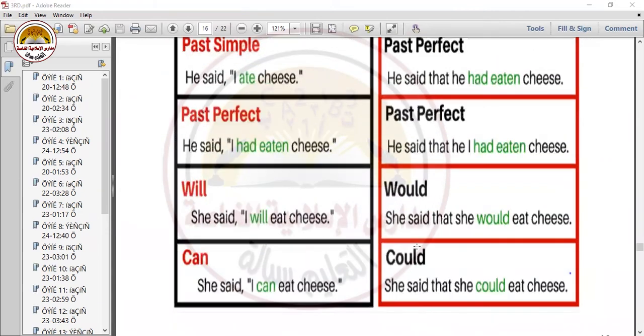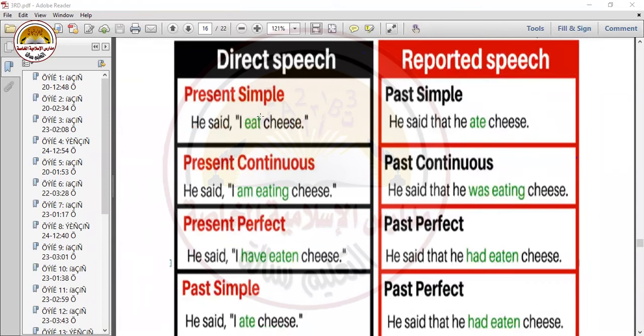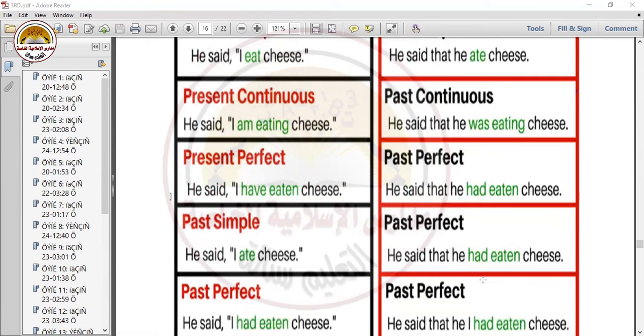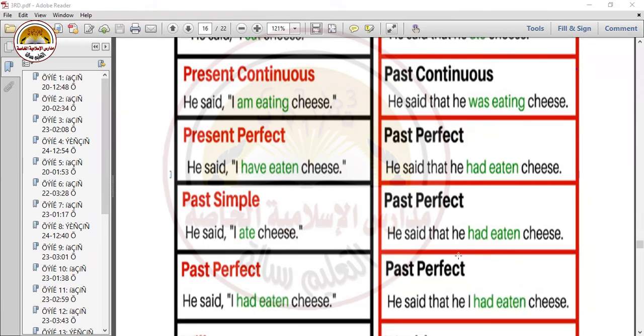As you say, you will see this table. Look at this table, Ahmed. The direct speech, the present simple. خلي بالك ده في الverb. When we have a reporting verb in the past, the present simple, I eat cheese, changes into past simple. The present continuous, I'm eating, changes into past continuous, was eating. The present perfect, I have eaten, changes into past perfect, had eaten. The past simple, I ate cheese, changes into past perfect. The past perfect stays as it is because there is nothing higher than it. I had eaten cheese. He had eaten cheese. Notice we changed some pronouns. خلي بالك. He said, I ate cheese, but he said that he had eaten cheese.